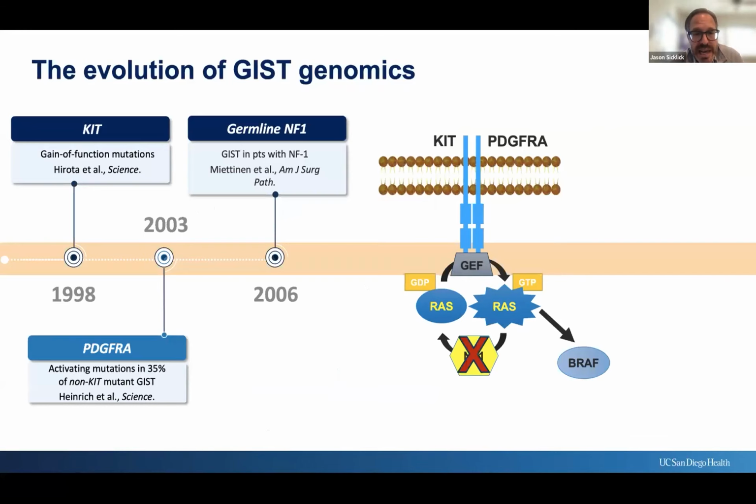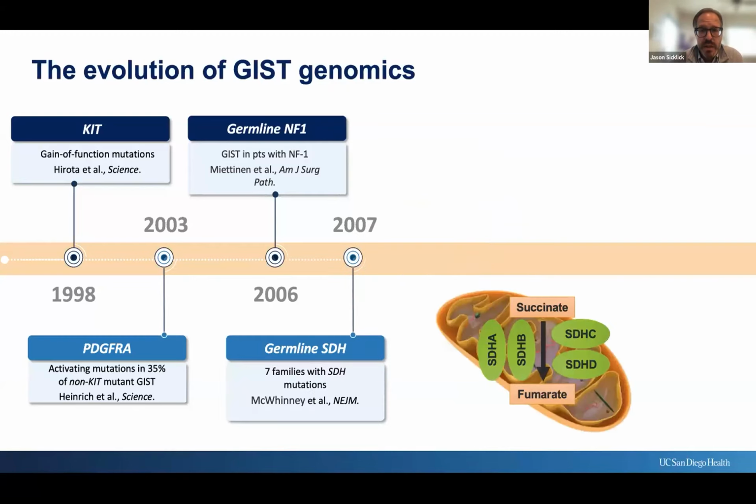As time went on, we began to learn more. Not surprisingly, if you go one step downstream of KIT and PDGF is the RAS and NF1 pathway. And so there was the discovery that patients with neurofibromatosis, which is a hereditary syndrome that can cause cancers, including GIST, patients with NF1 mutations can develop GIST as well. A year later was the discovery of germline, or hereditary, SDH mutations in the succinate dehydrogenase genes, SDHA, B, C, and D, which are all associated with GIST.